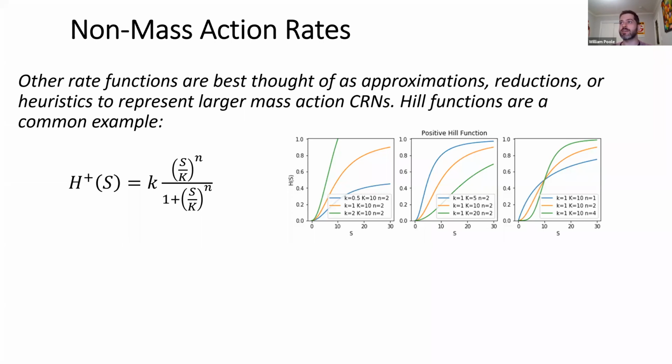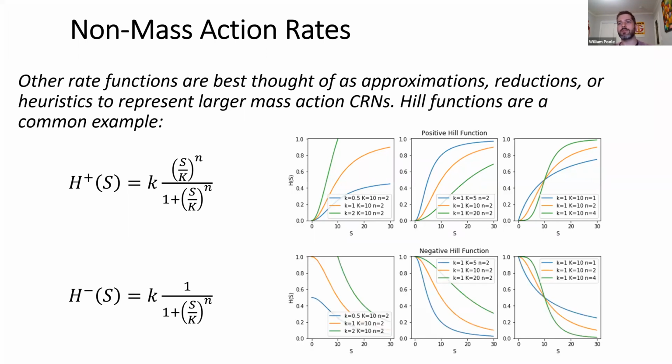They come up in enzyme kinetics. They can be used to model gene expression. But again, they're approximations that have certain regimes of correctness, and other regimes are not valid. Another example is a negative Hill function, which is very much like a Hill function, but reversed. Instead of going up, it goes down.